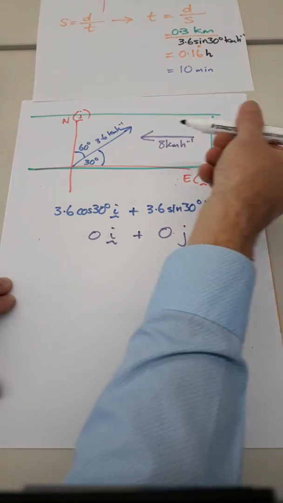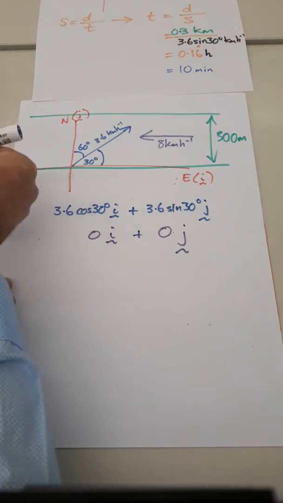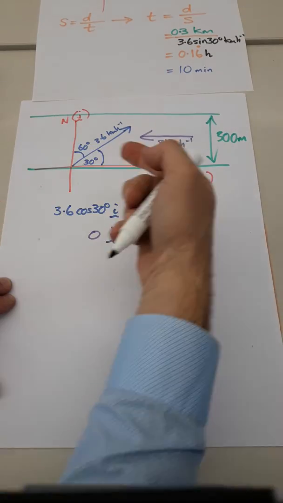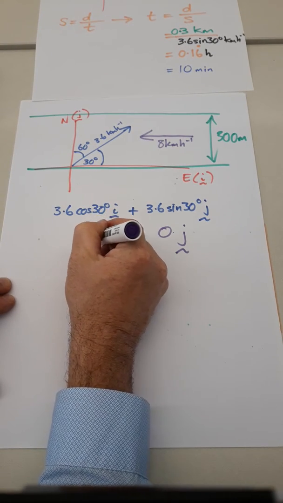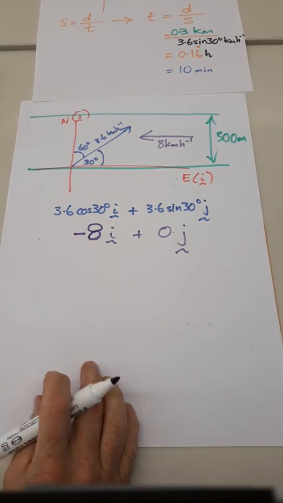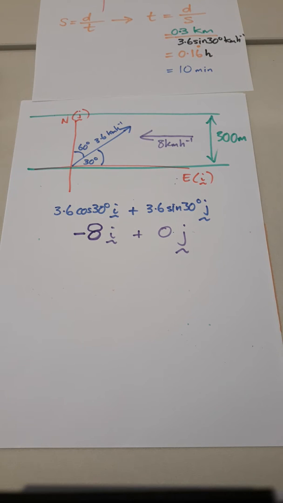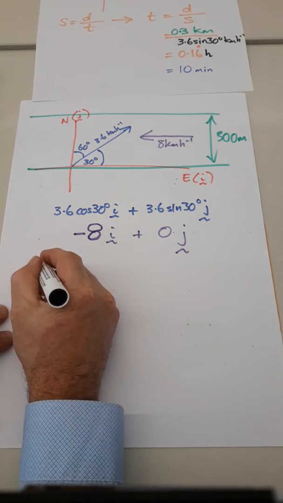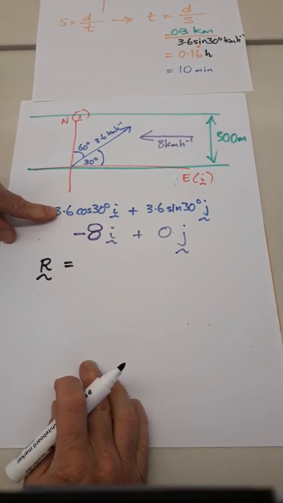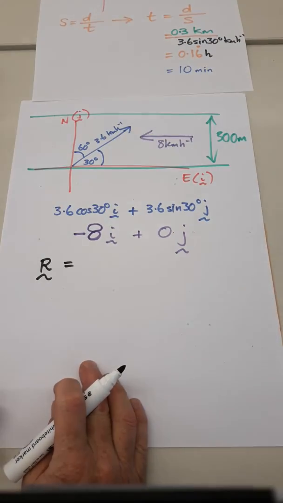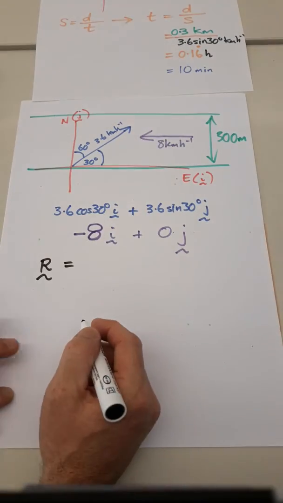All 8 kilometres is heading negative i. So I can fix that. It's minus 8i plus nothing in the j direction. So if I look at the resultant vector for that, I'll call it R, the resultant of what's happening. His blue swimming that way and the purple current flowing that way.